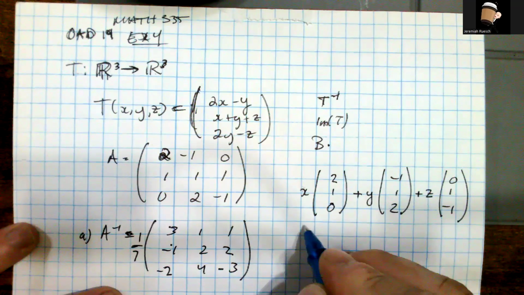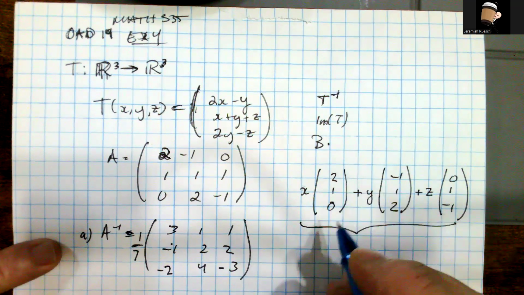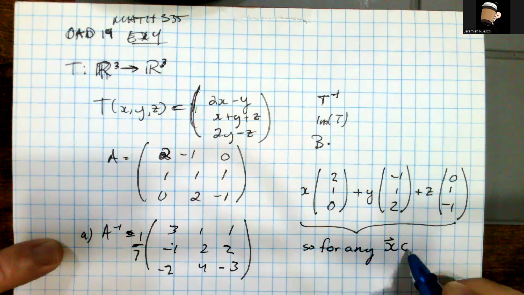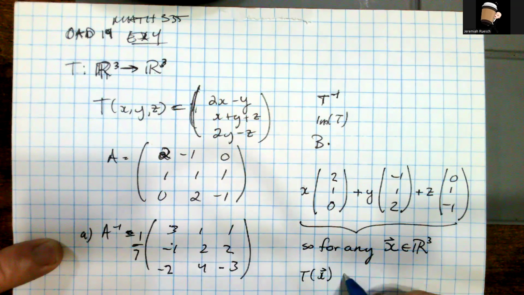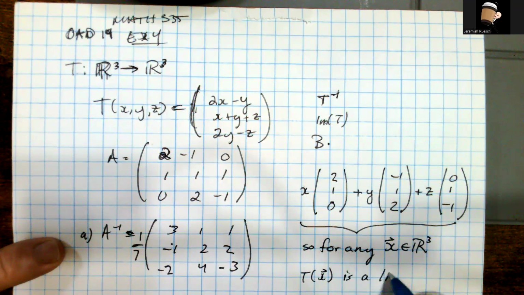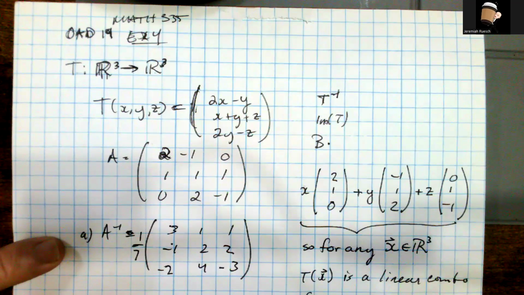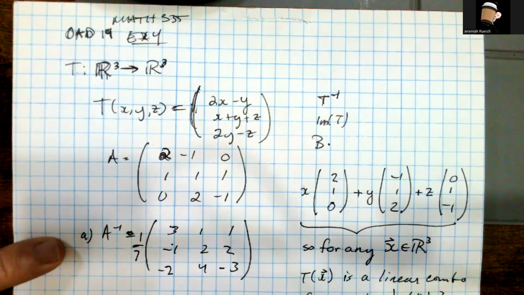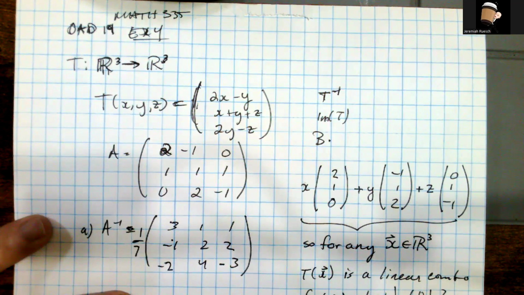In other words, since the determinant of A is non-zero and an inverse obviously exists, for any vector x in R3, T of x is a linear combination of the set 2, 1, 0; -1, 1, 2; 0, 1, -1. So the span of this would be the image of T. And that actually answers part B.